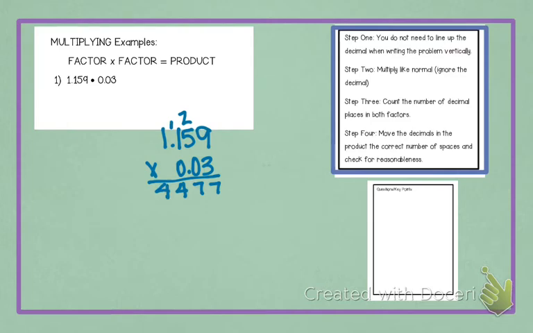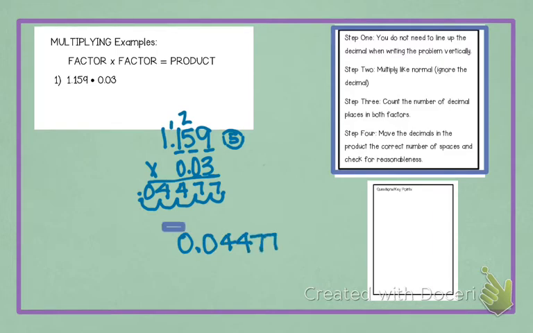And it says to count the number of decimal places in both factors. So there's 1, 2, 3, 4, 5, and I like to write the number over to the side. There are 5 numbers to the right of the decimal, so that means I'm going to start at the back of the number and count 5 places: 1, 2, 3, 4, 5, needing to place a 0 in its place value. So my answer is 0.04477. And remember, we box our answers.